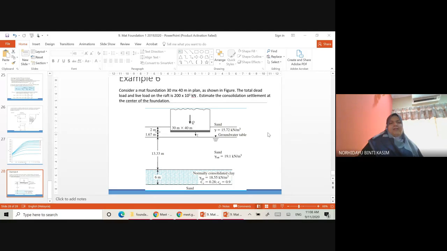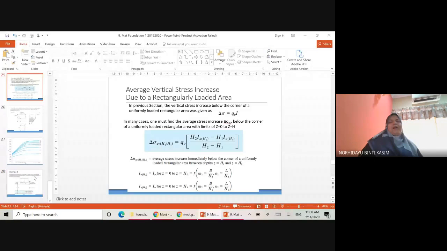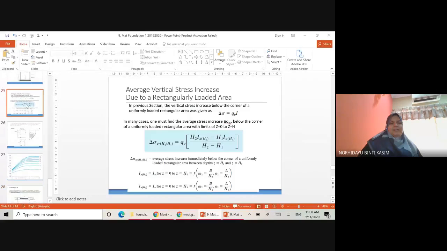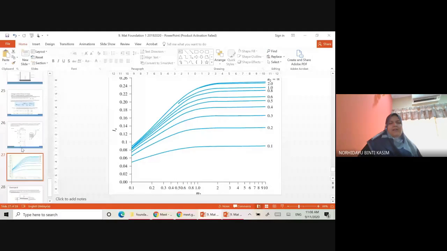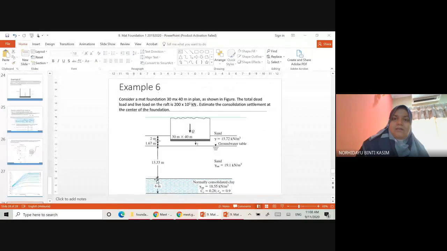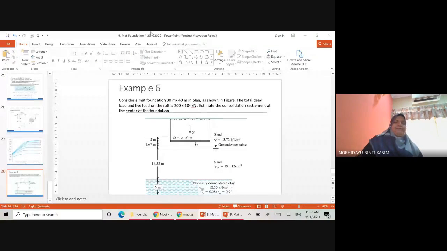So actually this equation is for the consolidation settlement. I will show you the example so that it will be clearer, because this one is just the equation. When we go through the example, then you will understand. You will know how to calculate the consolidation settlement. Any questions today? So we finish on the foundation.